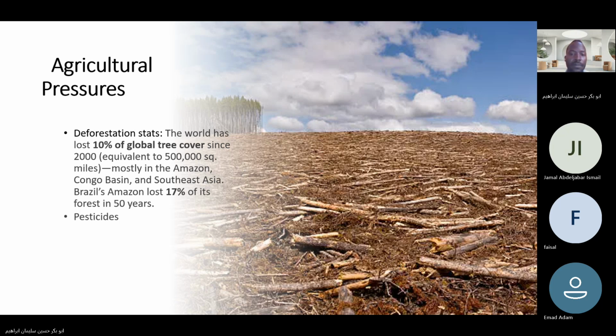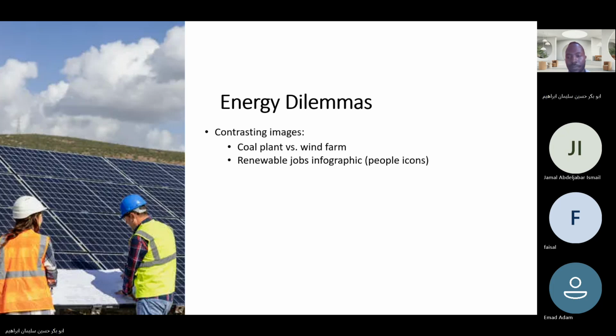Now let us see another topic, the energy dilemma. As you know, with coal plants, some communities or countries use charcoal, and this can cause climate change. Other countries, especially developing countries, are using wind farms. This is a good solution for countries that use charcoal. A wind farm is more secure and can save the environment.